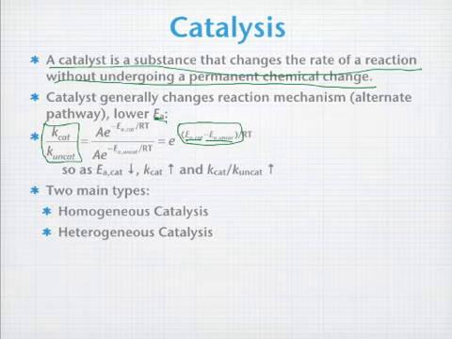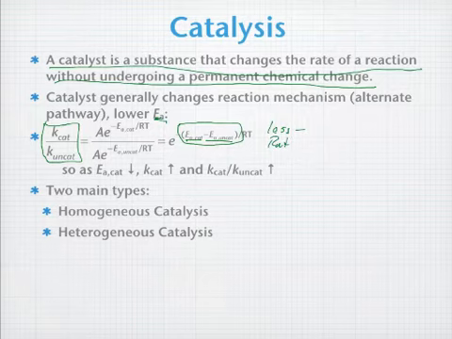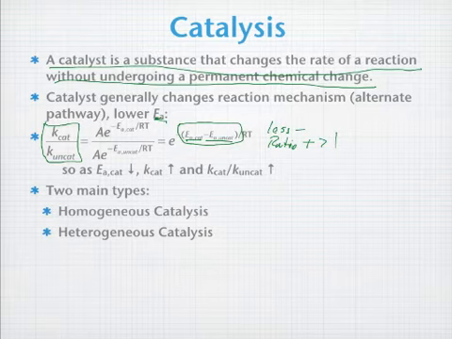So in this case, the exponential term is going to be less negative, and so the ratio is going to be a number that's greater than 1. And so the catalyzed rate constant is going to be greater than the uncatalyzed rate constant. Again, don't worry too much about that. I just wanted to show you how that worked.